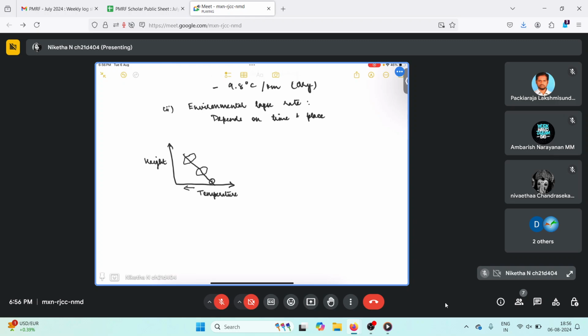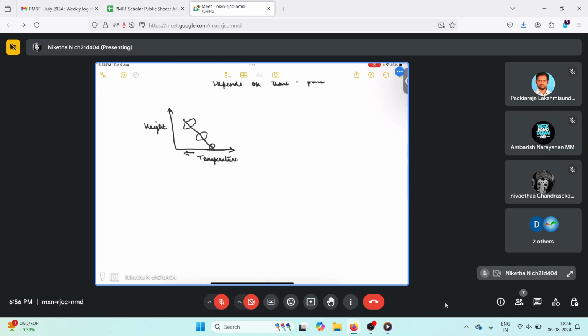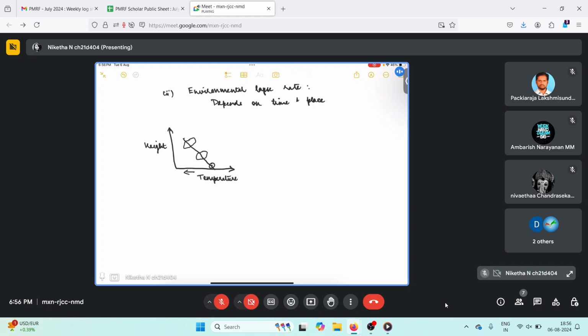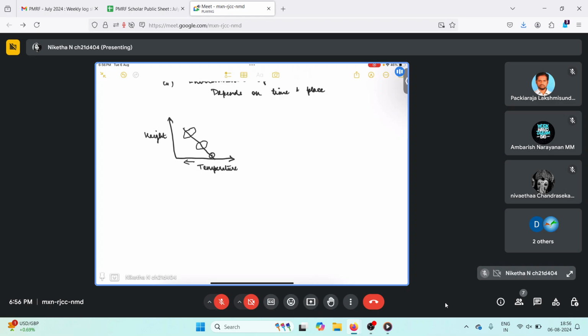Its volume will increase and it tends to cool down. So as it moves upwards, its temperature is going to cool down. So that is your adiabatic lapse rate, which is about 9.8 degrees per kilometer. And when it moves up, it is not going to exchange any heat with the environment. So it's an adiabatic process.